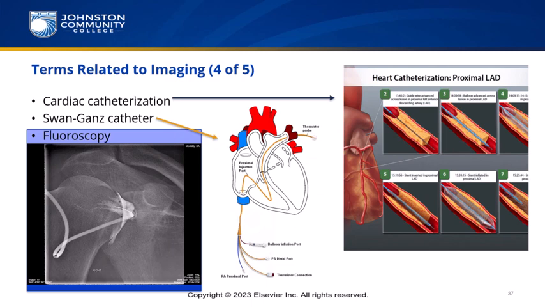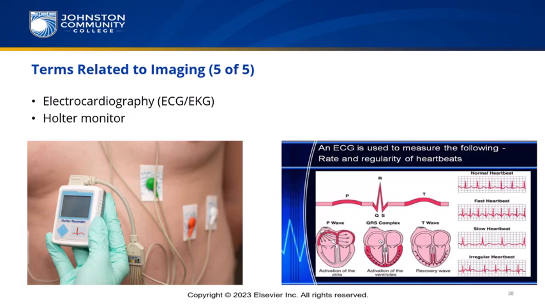Then lastly we have fluoroscopy, which is an X-ray procedure that allows visualization of structures in real time directly on a monitor screen. The combining form fluoro means to flow, as this imaging procedure is a flow of images, not a static image. Next we have electrocardiography. Remember, electro is our combining form for electricity, cardio again means heart, and our suffix graphy is the process of recording.